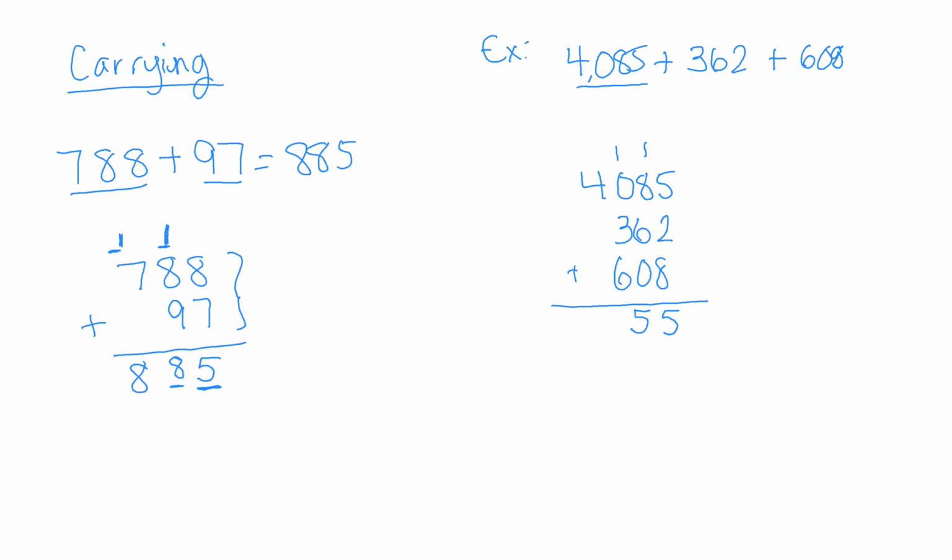For my next column, I have 6 plus 3 is 9. 9 plus 1 is 10, so I'm going to keep the 0. I'm going to carry the 1. And then finally, 1 plus 4 is 5. So the sum of 4,085 with 362 and 608 is 5,055.